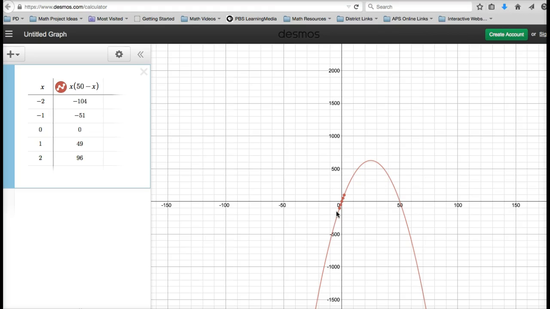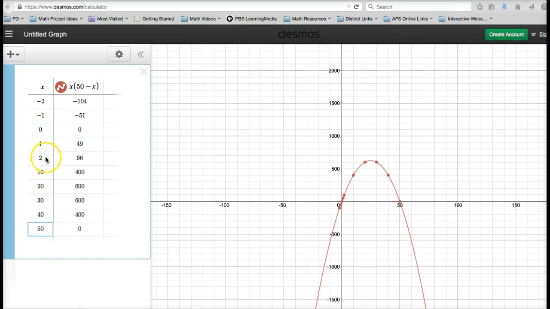And because this is a contextual example, that doesn't really make sense. So maybe I need some additional values. Maybe I really want 10, 20, 30, 40, and 50. When I type in these inputs, my independent variable, it produces outputs. And notice what happens here. It actually plots those points on my curve.